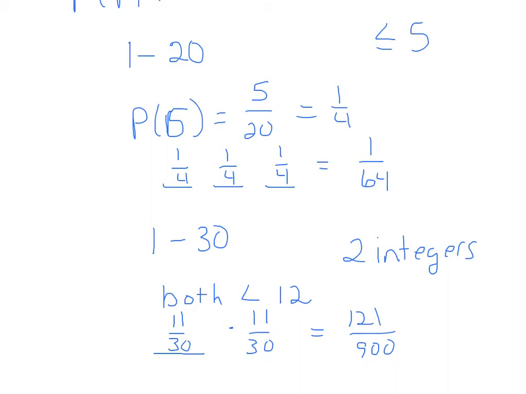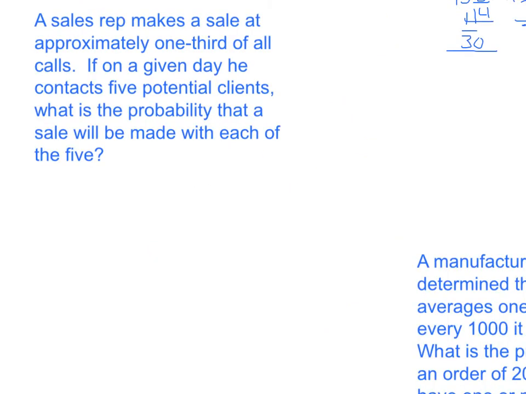How did you know that it's independent though? Because it's a random number generator. It spits out a number, then it's going to spit out another number. Does the first number that it got have any bearing on the second number that's coming out? So they're independent events. A sales rep makes a sale at approximately 1/3 of all his calls.